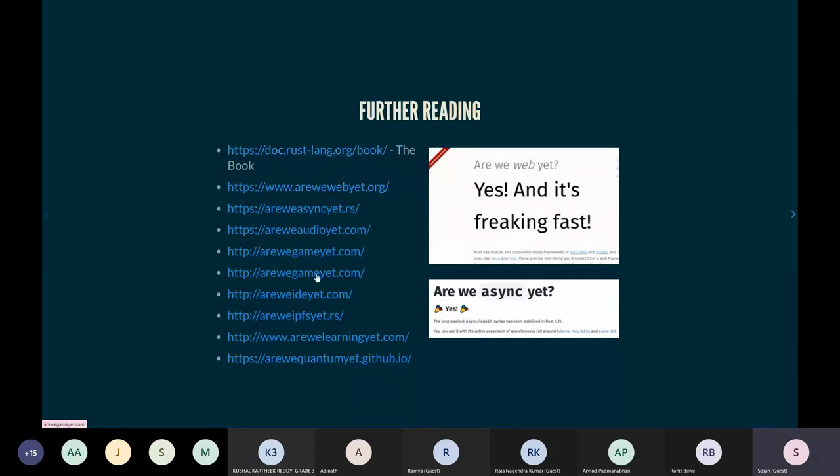Then there's a bunch of sites here which I use just to see the status. For example, Are We Web Yet? And this is exactly the output from there. For web programming, I'm talking about writing web servers and web APIs. A lot of very fast, performant libraries are available, which are used in the real world today by many of the big companies implementing their components using Rust. This is an interesting read, and if you keep following it, you'll find the status for gaming, machine learning, and other domains. Depending on your domain, you can check what libraries are available and how to get started. If you're new to Rust, start with the book on your favorite programming environment.